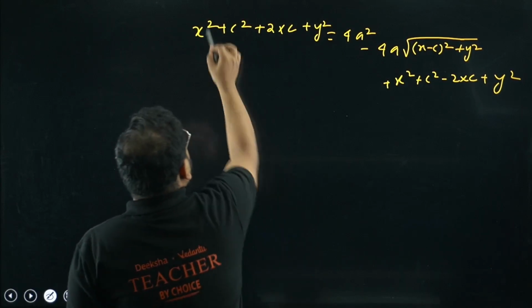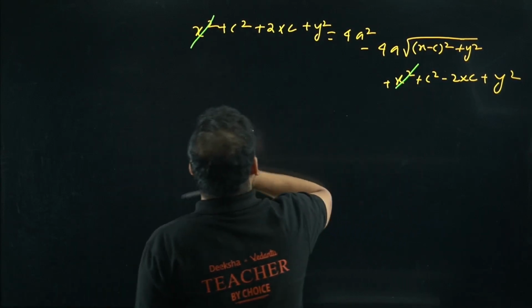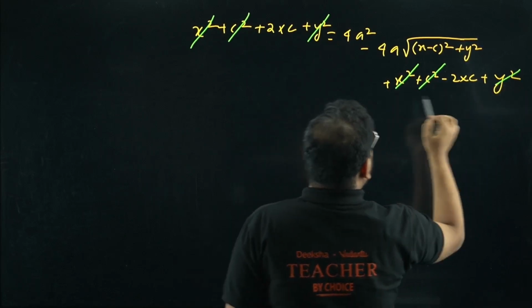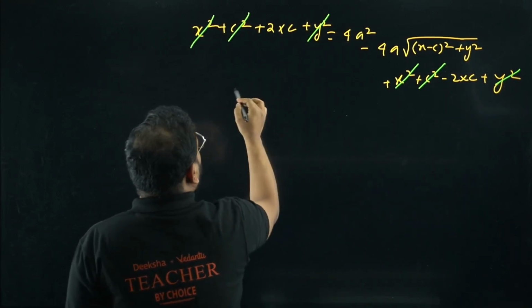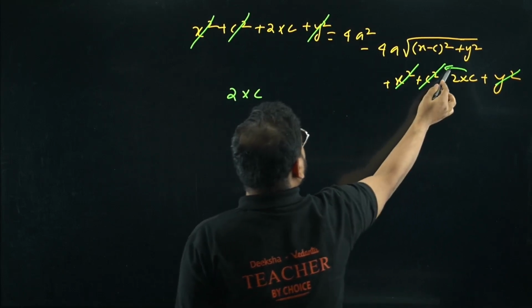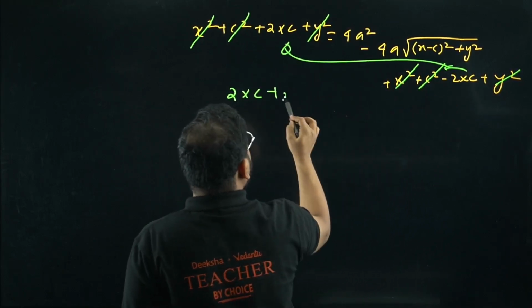We can cancel x square. We can cancel the c square. We can cancel y square. What else do I have left now? On this side I have 2xc. Over here I can move this to the other side, and if I bring it on this side, it will become plus 2xc.